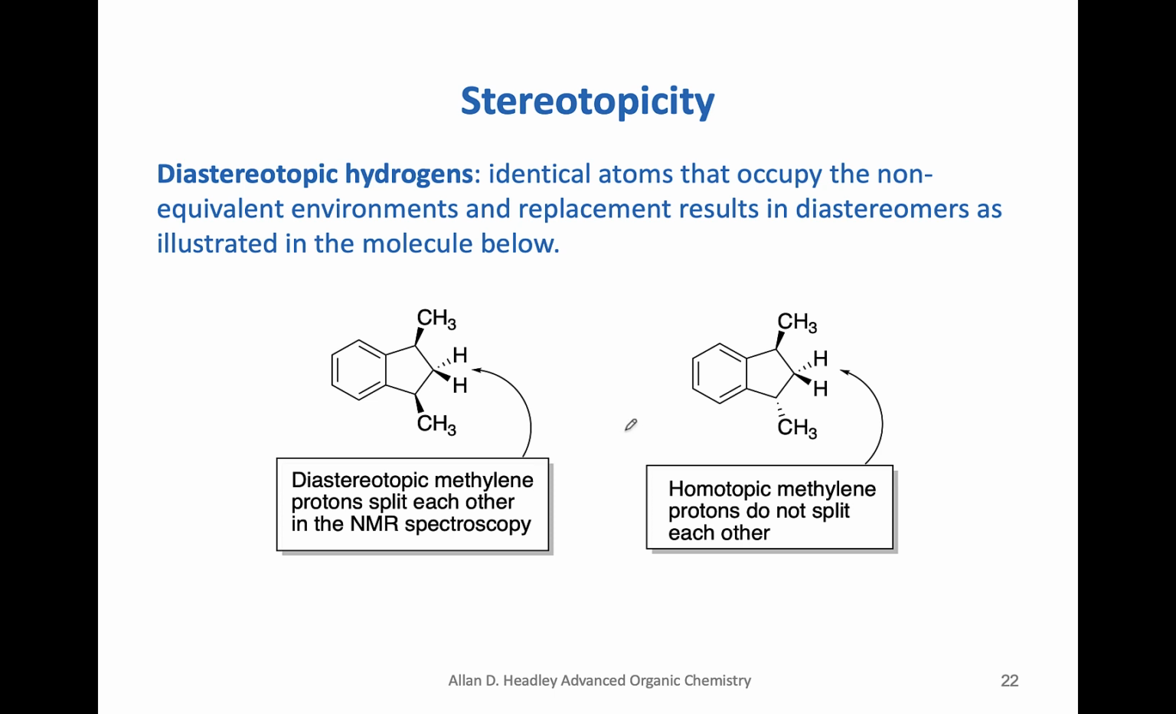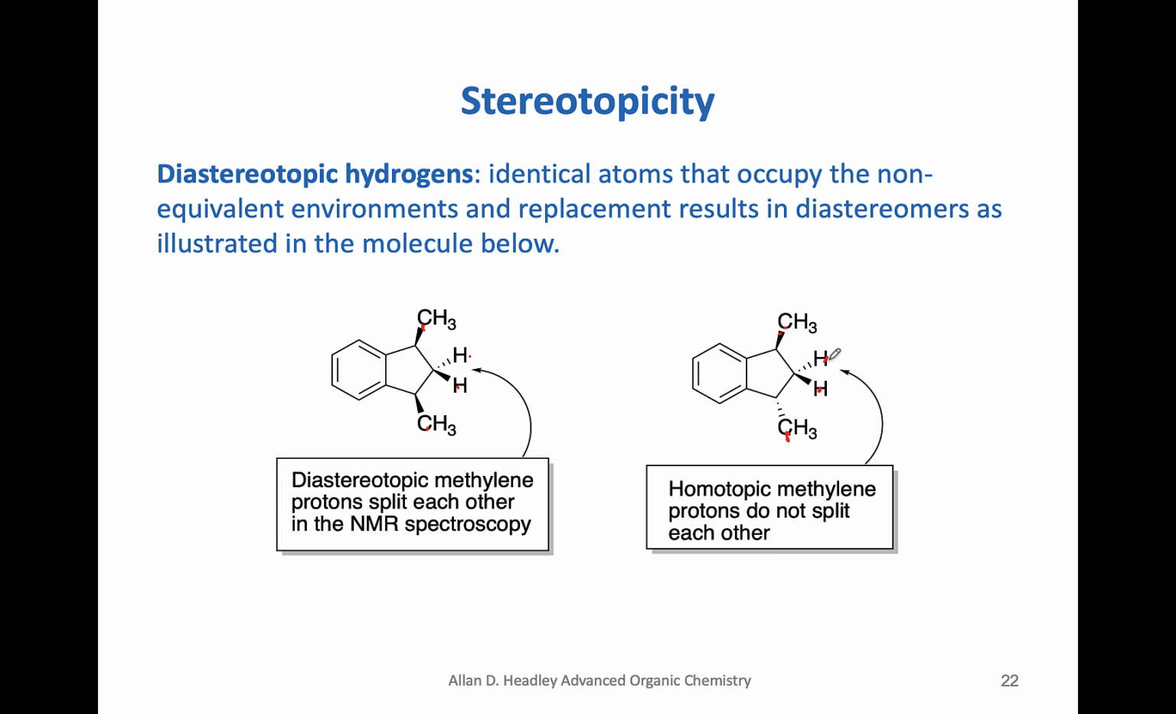Here's another example. These 2 methylene hydrogens are diastereotopic, will split each other in the NMR, and these are homotopic. Why? As you can imagine, this hydrogen here will be on the same side as these, and this is in the back, which makes these 2 hydrogens in a different environment. Over here, this is on top, but it sees this on top and that on the bottom. This is on the bottom, but it sees that on the bottom and that's on the top.